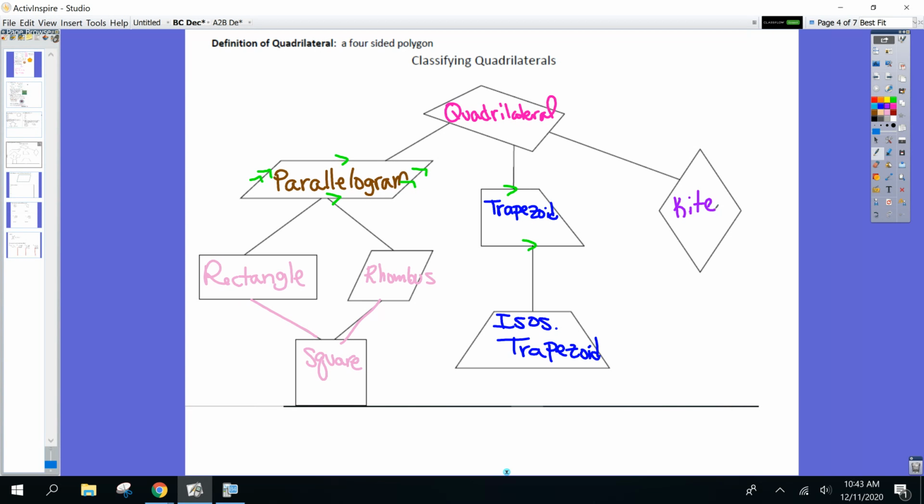Yes, Omni? Could you say that a square is just a regular rectangle? It's a regular quadrilateral.